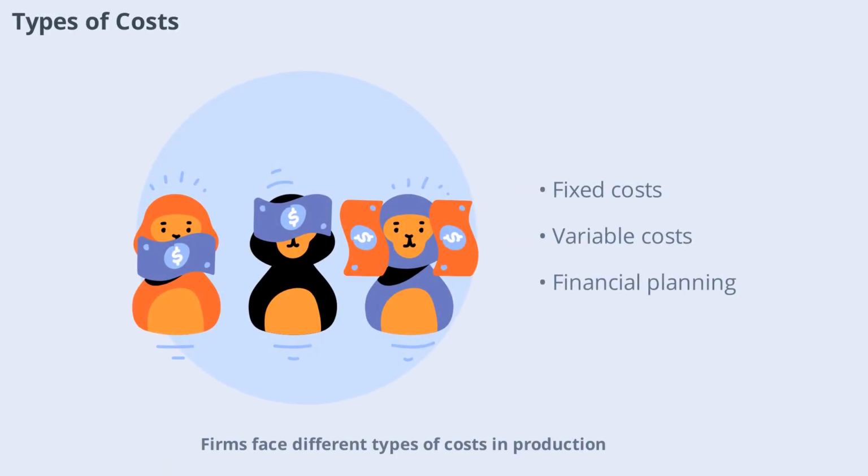Firms face different types of costs in production. Fixed costs do not change with output, like rent or salaries. Variable costs change with the level of production, such as raw materials or hourly wages. Understanding the distinction between fixed and variable costs is essential for firms to manage their finances and make informed decisions.